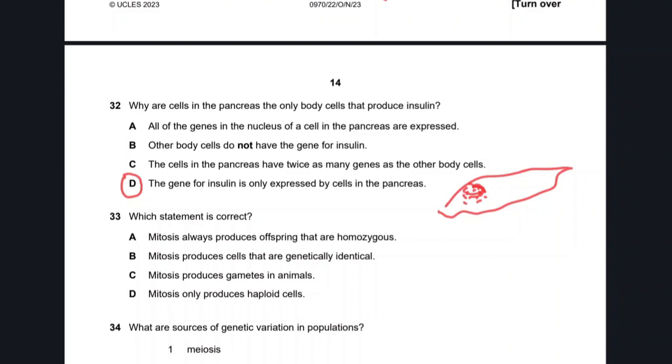Which statement is correct? Mitosis always produces homozygous? No. Mitosis produces cells that are genetically identical? Yes. Mitosis produces gametes? No. Meiosis produces gametes. Mitosis only produces haploid? No. Mitosis produces diploid. So B is the right answer.